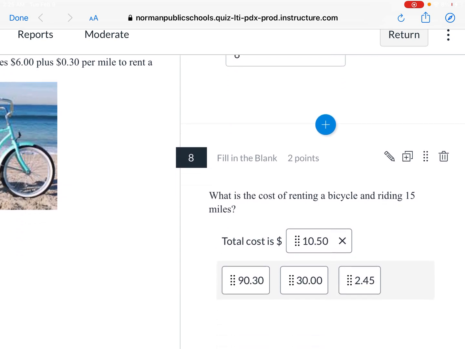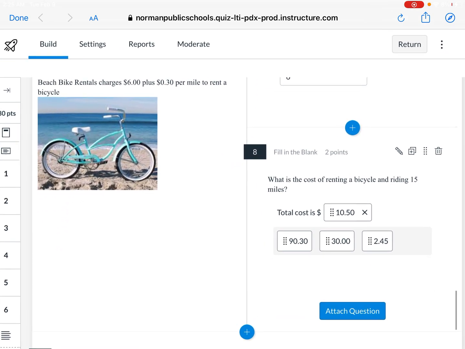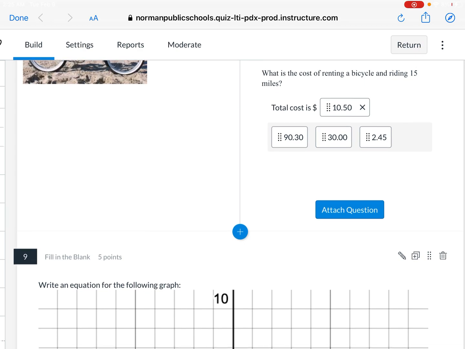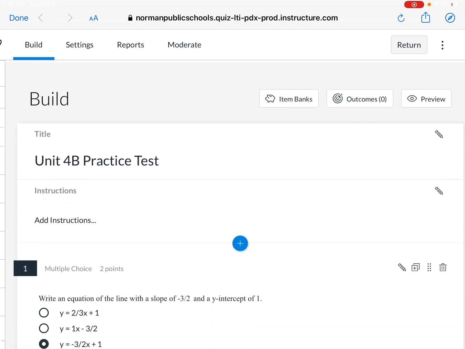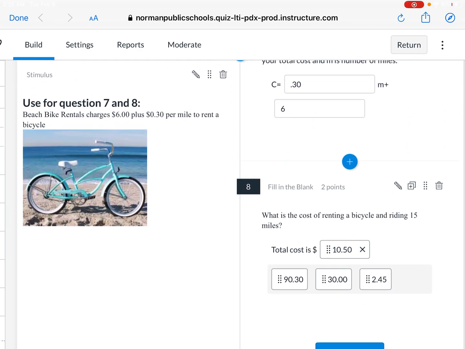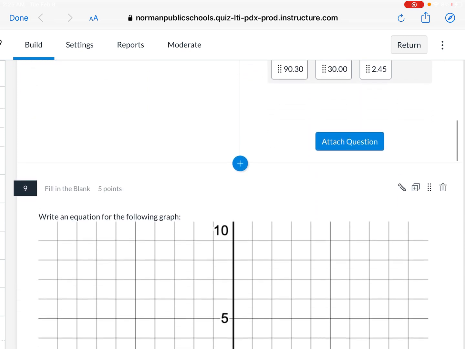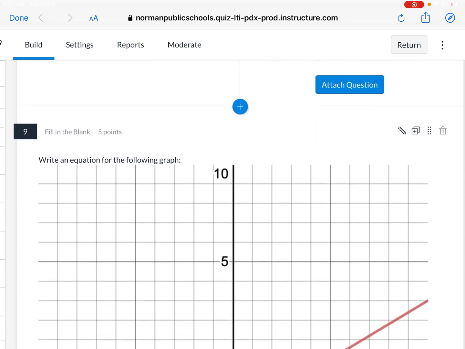So I'll go back and show you right here, on the practice test, you've got all these different answers. Drag the correct answer into the box: $10.50. Okay? Now, that was number 8.